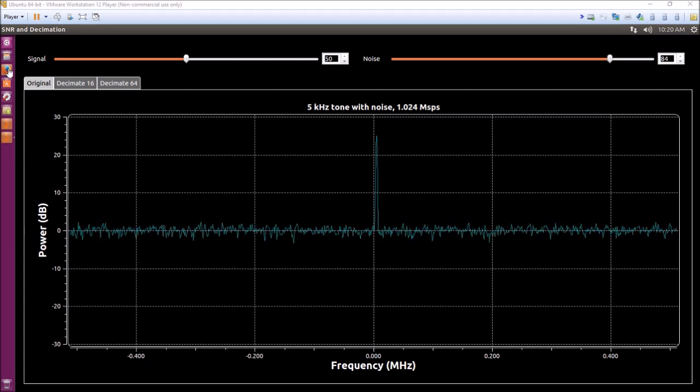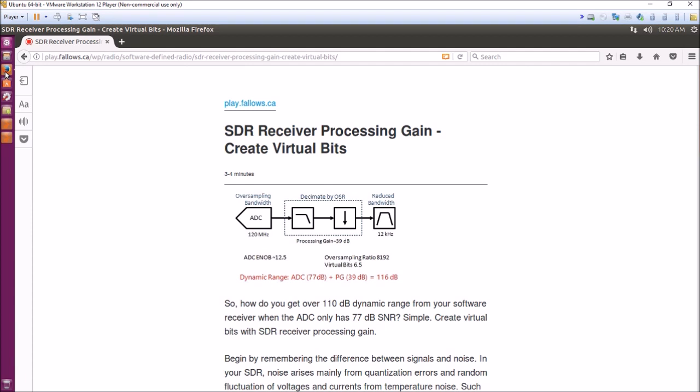A little while ago on the website, I wrote an article which talked about using processing gain to improve the signal-to-noise ratio of output from an analog-digital converter. Processing gain is something you achieve by decimating and low-pass filtering the signal coming through your radio. In this article, I talked about the radio running at 120 megahertz producing samples with an effective number of bits of 12.5. Then by decimating the signal, I gained an extra 39 dB of signal-to-noise ratio in a reduced bandwidth and substantially improved the signal-to-noise ratio of the radio compared to what would happen if we didn't decimate.